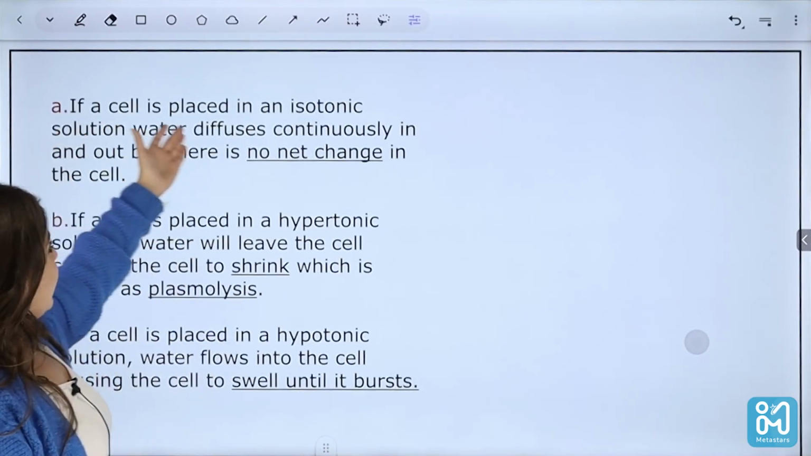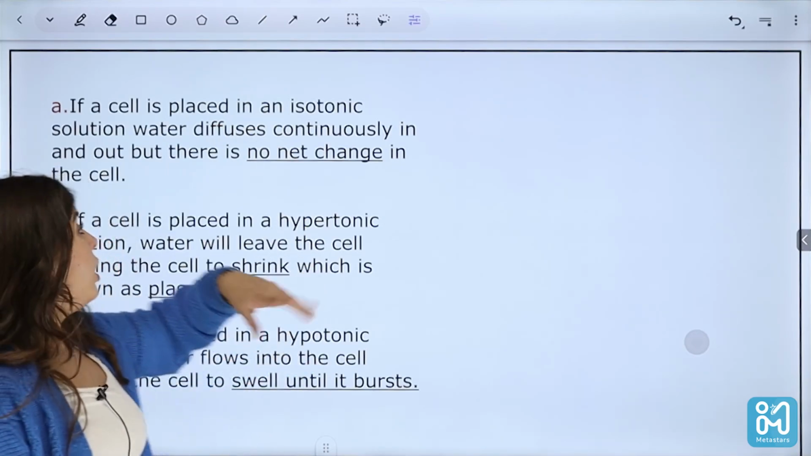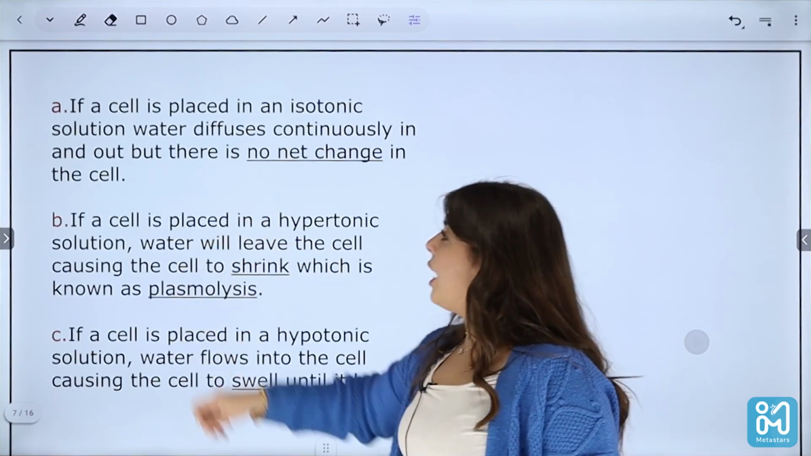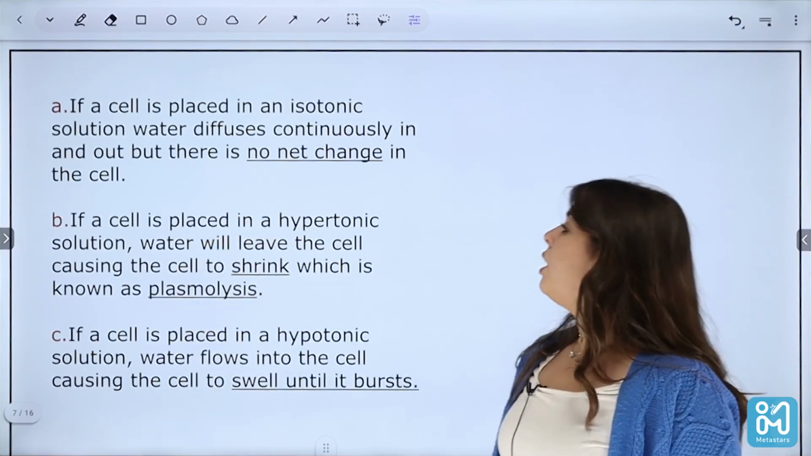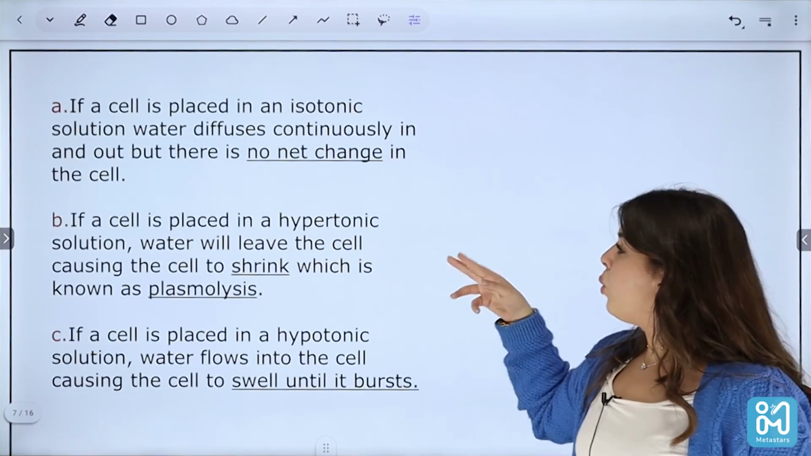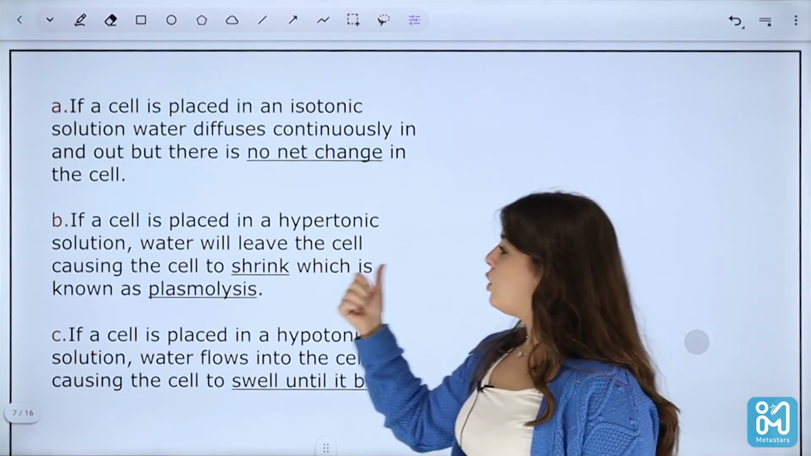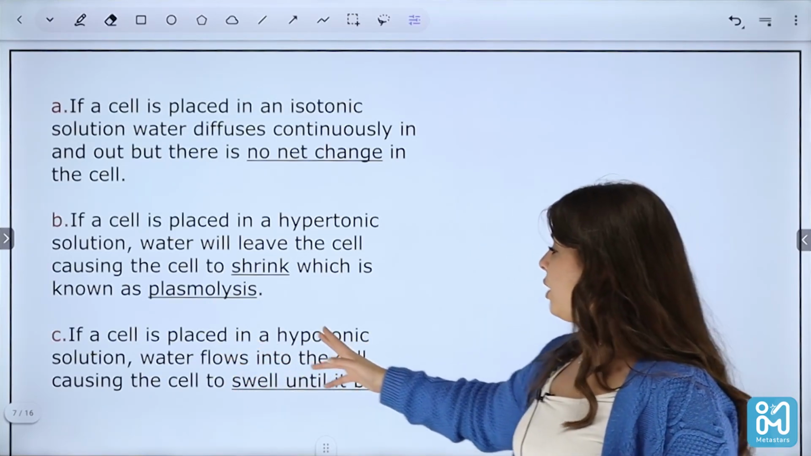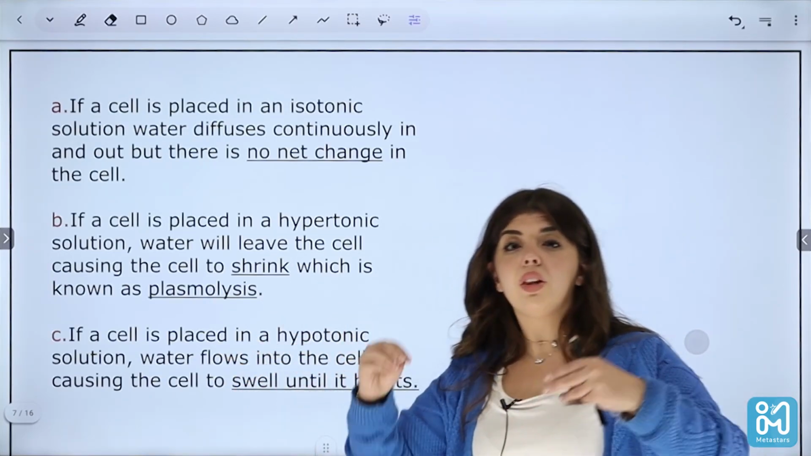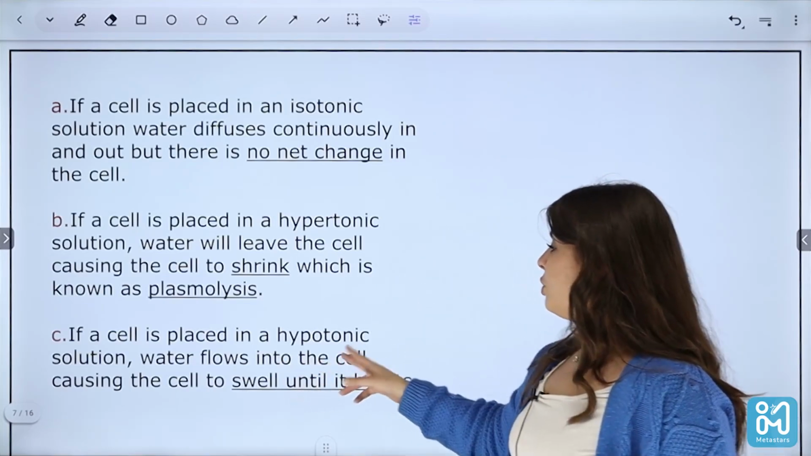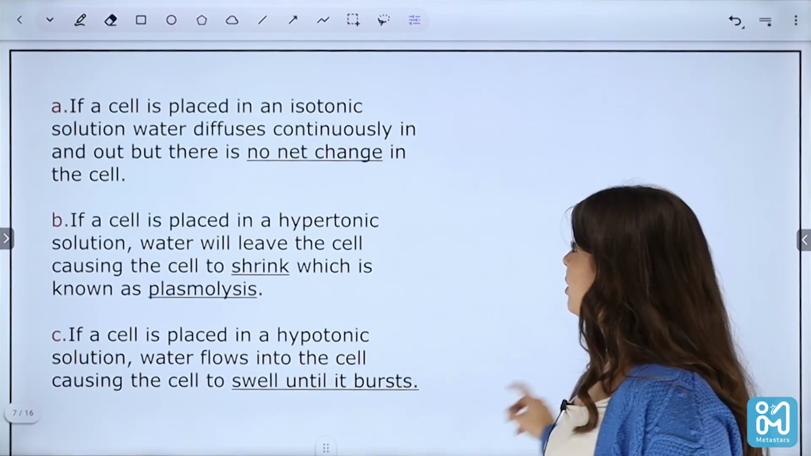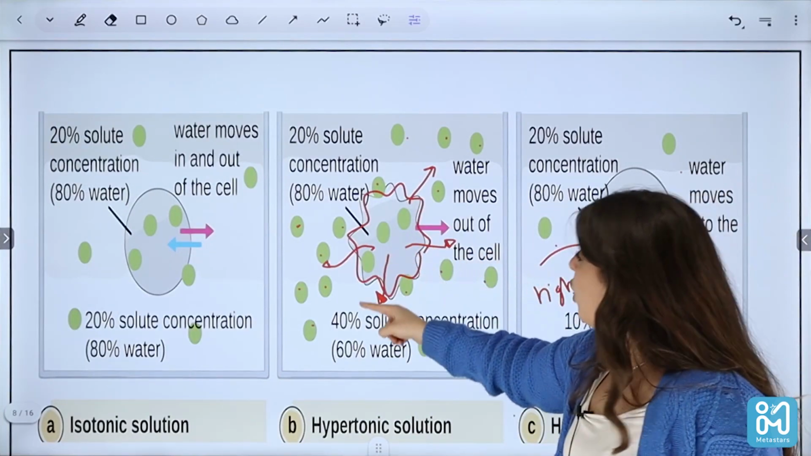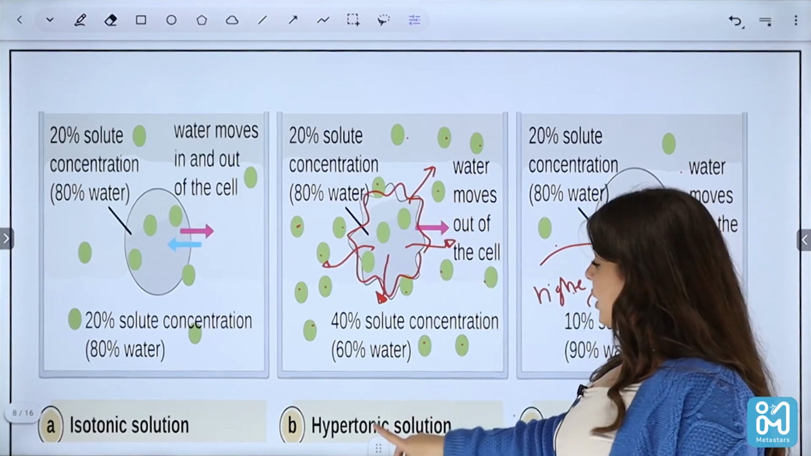If a cell is placed in an isotonic solution, iso means similar; water diffuses continuously in and out, but there is no net change in the cell. If a cell is placed in hypertonic, water will leave the cell, causing the cell to shrink, which is known as plasmolysis. If a cell is placed in hypotonic, water with low concentration, water flows into the cell, causing it to swell until it bursts. So this is an important slide.